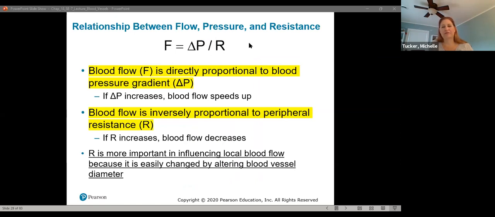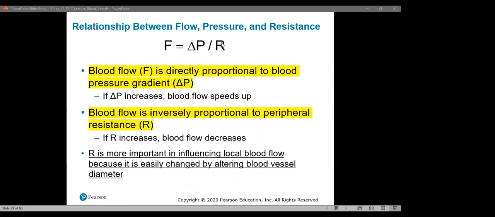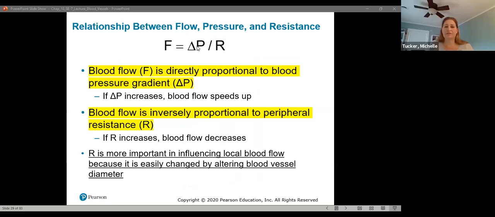So this was the relationship that I was discussing. Flow is directly proportional to the blood pressure gradient. It's inversely proportional to resistance.